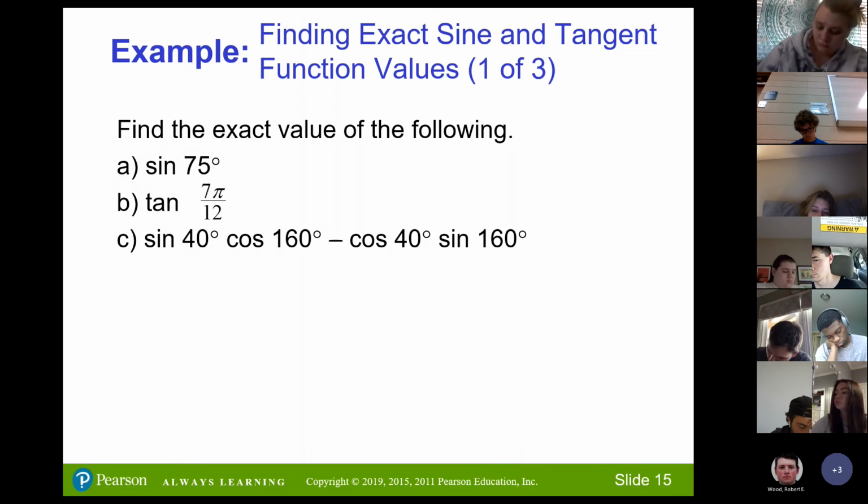So I want you to try to do the first 2. Try to do the first 2, A and B. I'll give y'all 5 minutes to work on A and B.